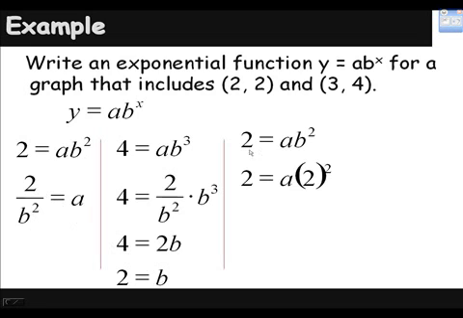Actually, if I went all the way back to here, I would have put it in here. So we put in 2 for b, a times 4, or 4a equals 2, and a equals a half. We'd have seen it quicker here. 2 over 4 is a half. So a is a half.